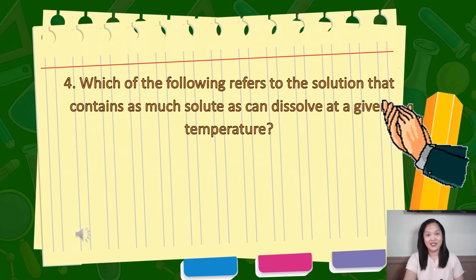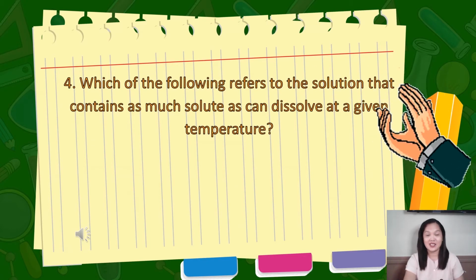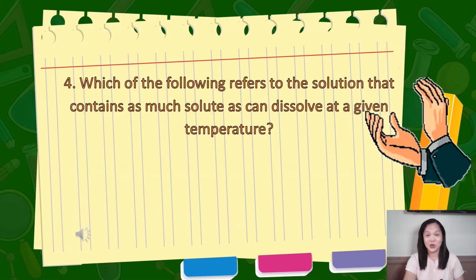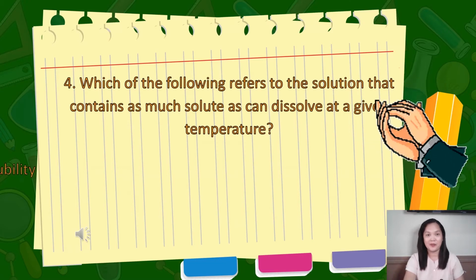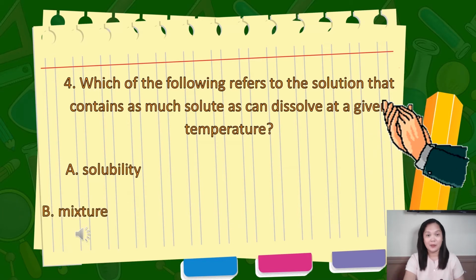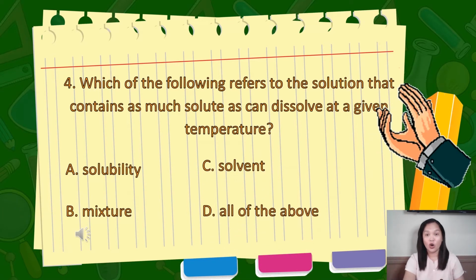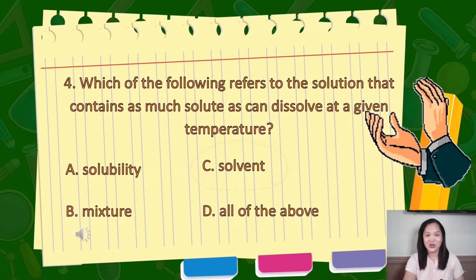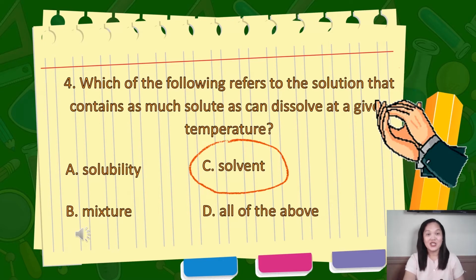Number 4. Which of the following refers to the solution that contains as much solute as can dissolve at a given temperature? A. Solubility, B. Mixture, C. Solvent, D. All of the above? Answer? C. Solvent.